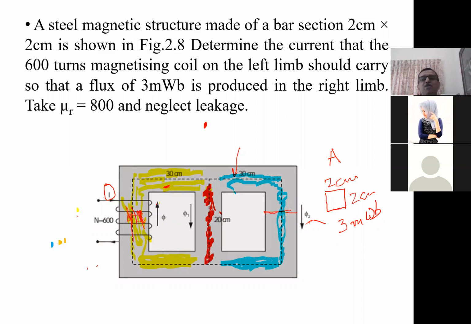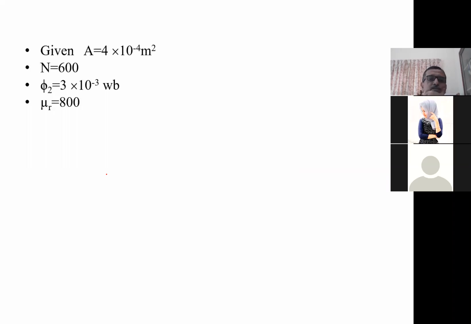So this is the only thing which you should know in this problem. So once you know the MMF, then you can find the current. We know that total MMF is equal to MMF required for this yellow part plus MMF required for this yellow part plus MMF required for this blue part. So let us see the problem more formally. What is given in the question? Area of cross section is given.